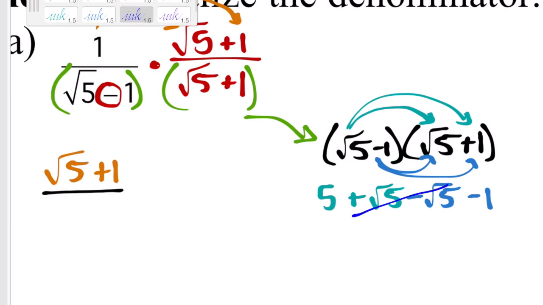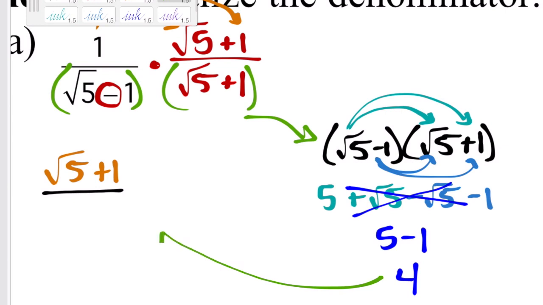So then here my radicals cancel out. The plus square root of 5 minus square root of 5. I'm left with 5 minus 1, which is 4. So then I'm going to put that back into the denominator. It's just 4. And now I don't have anything left to simplify.